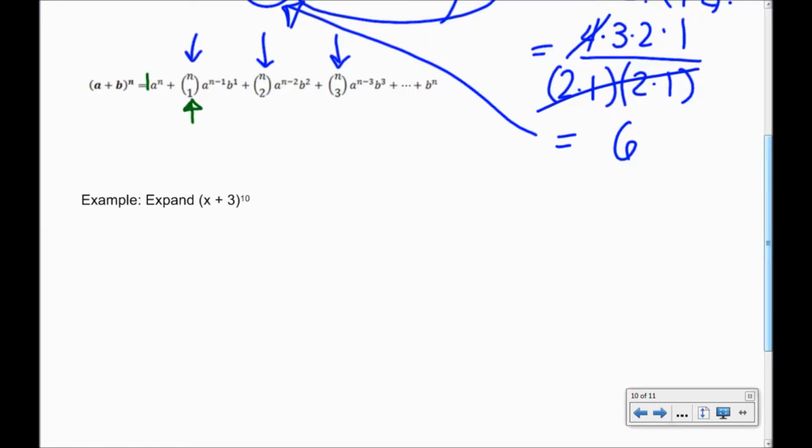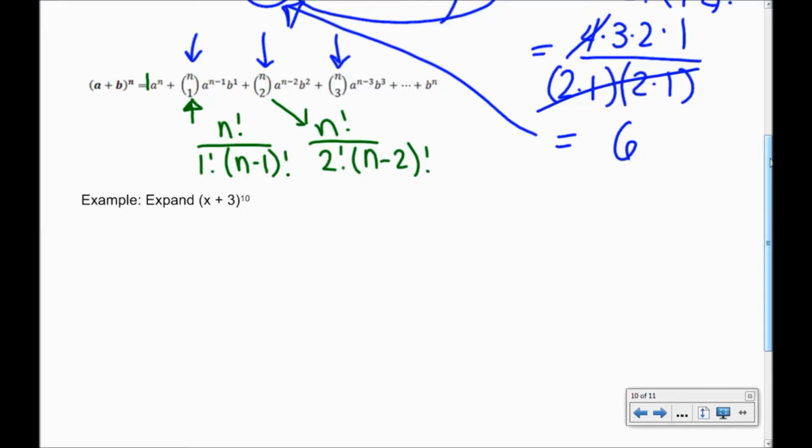This is n choose 1. So it's n factorial over 1 factorial, and then this will be n minus 1 factorial. Okay? This will be n factorial over 2 factorial times n minus 2 factorial, etc. Okay, I'm not going to spend a lot of time with the calculations because I assume if you've gotten this far, you're interested and you're up for the challenge.